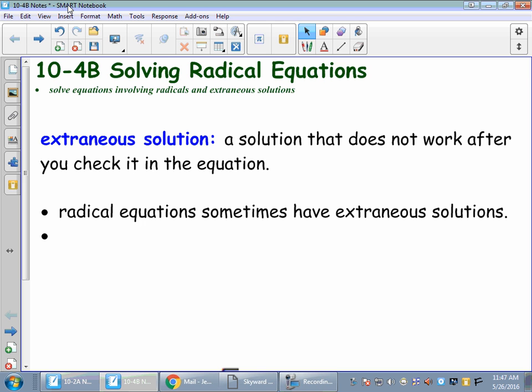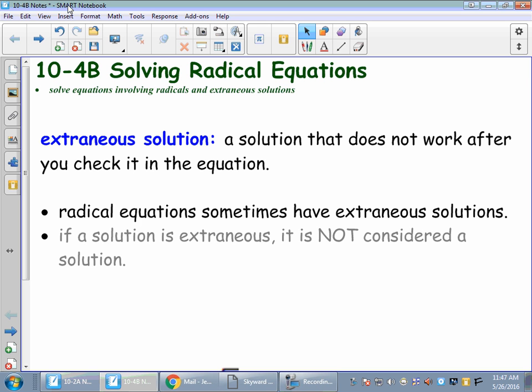So radical equations sometimes have these extraneous solutions. If a solution is extraneous, it is not considered a solution. We throw it out. We don't write it down. We just cross it off. If you have two solutions and they both are extraneous, then it's no solution. So let's just try this a little bit.